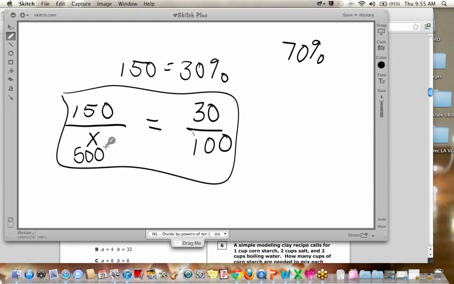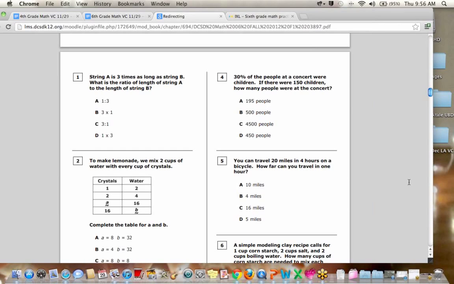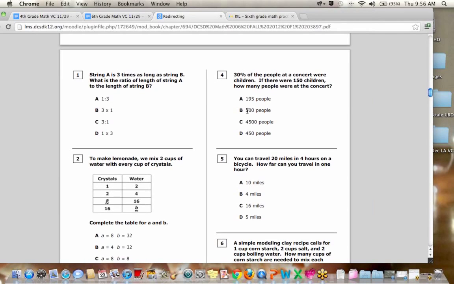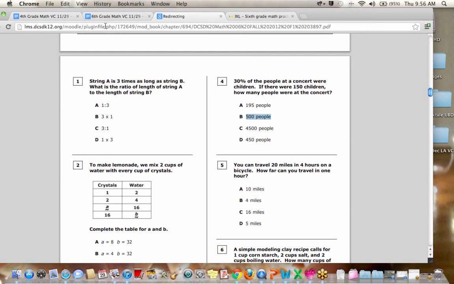500. So therefore, I just figured out my ratio by kind of just working backwards. And then, let's just double check my work. 30 times 5 equals 150. Great. 100 times 5 equals 500. So my ratio here is balanced. Let's go and see if 500 is one of my options. And then I'm going to show you a different way to do it too. Yeah, it is. So there we go.